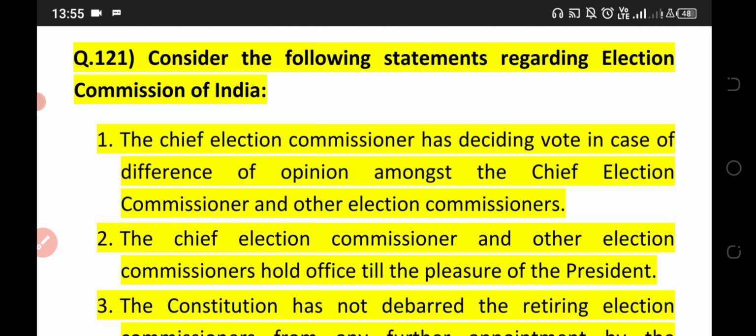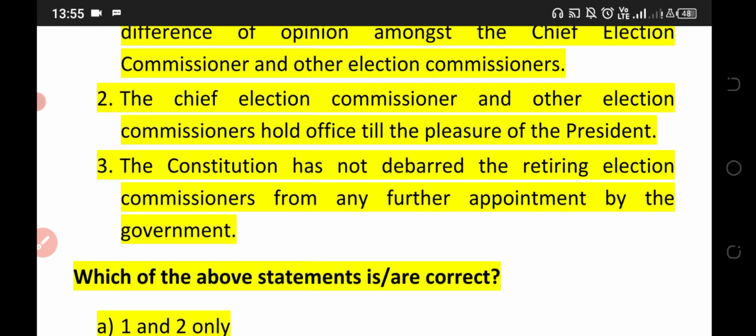Next question about the Election Commission of India. The Chief Election Commissioner has a deciding vote in case of differences of opinion amongst the chief election commissioner and other election commissioners. The chief election commissioner and the other election commissioners hold office during the pleasure of the president. The Constitution has not debarred the retiring election commissioner from any further appointment by the government. Only three is right.